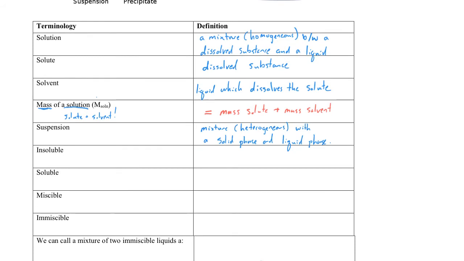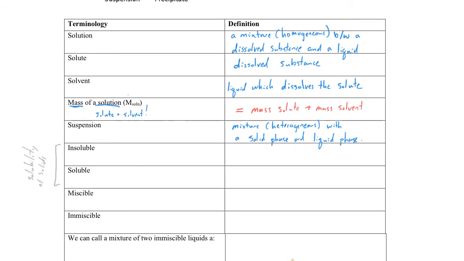Now, we're also going to discuss the solubility of different materials in other things. We'll talk about the solubility of solids, and the terms we'll use to describe that are insoluble and soluble. Insoluble refers to a solid material that does not dissolve in a liquid, whereas soluble is the opposite. It refers to a solid that does dissolve in a liquid.